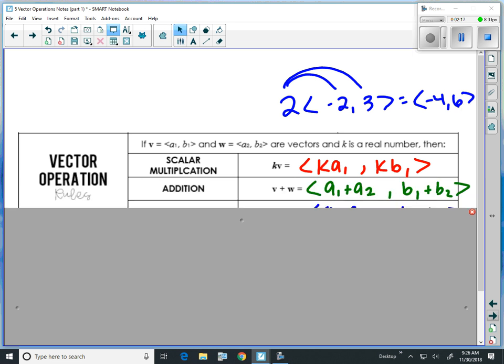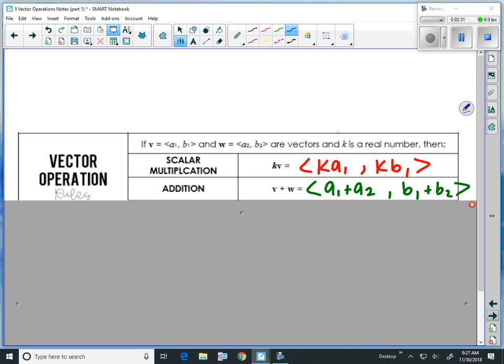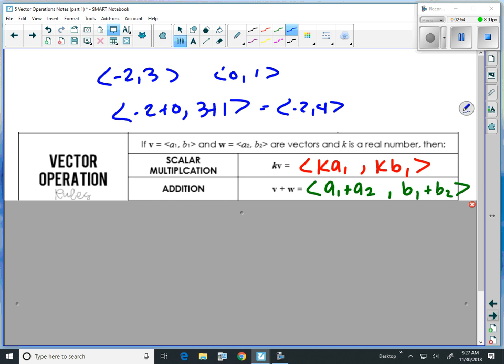The next thing is adding two vectors together. When that happens, you add their like parts. So whatever number comes first, you add those together. Whatever number comes second, you add those together. If we were to do this with this example, what would I add first? Negative 2 plus 0, and then second would be 3 plus 1. So you'd have negative 2, 4 for your result. So just adding those like parts.